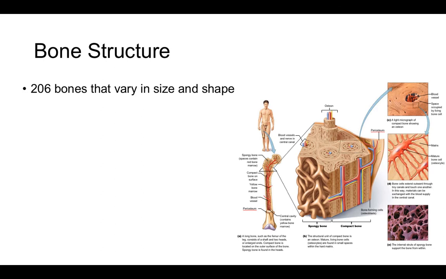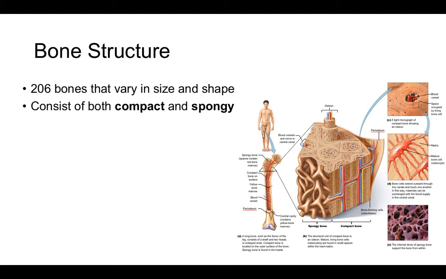So the bone structure, there are 206 bones that vary in shape and size throughout your body. There are a number of different types and shapes of bones. We have flat bones, like your skull. We have irregular bones, such as in your vertebrae. We have long bones, such as in your femur and your humerus. We have sesamoid bones, such as in your patella. And we have wormian or sutural bones, which are in the sutures of your skull.